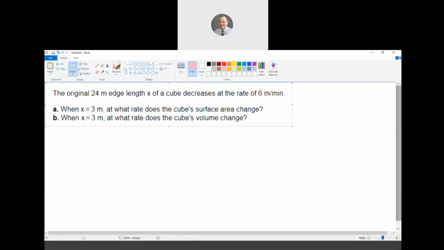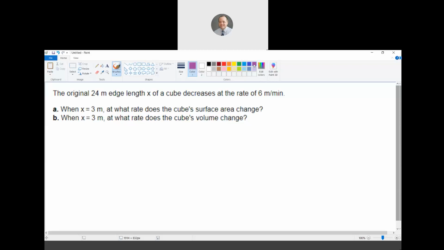All right, our next example. The original 24-meter edge length x of a cube decreases at the rate of 6 meters per minute. Part A, when x is equal to 3, at what rate does the cube's surface area change? And part B, when x is also 3 meters, at what rate does the cube's volume change?